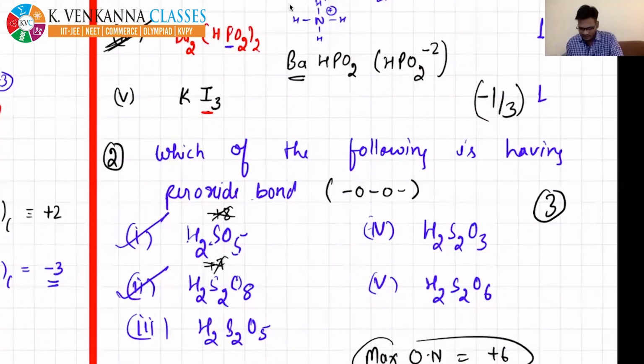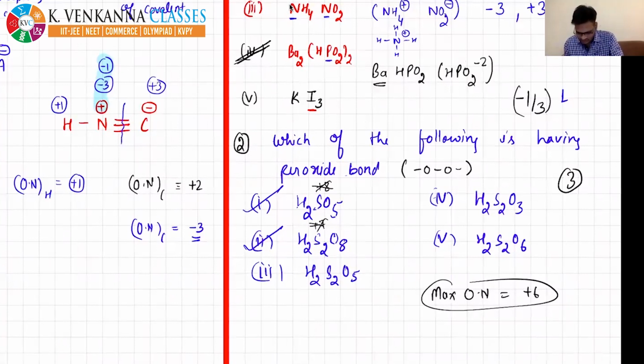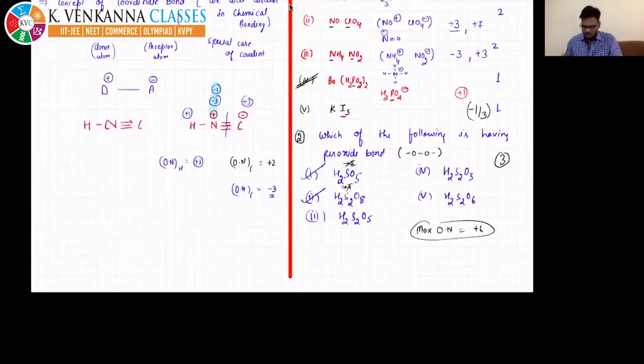So this compound I am correcting. This is this compound. I have written it wrong, beta. It can be solved like this: H2PO2 minus. If you solve for phosphorus, then phosphorus in this case will get +1.